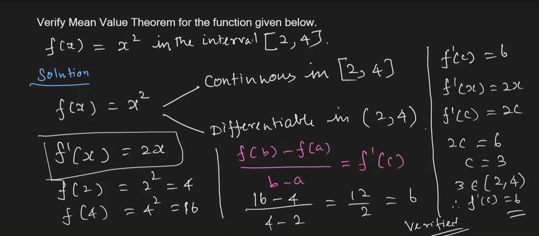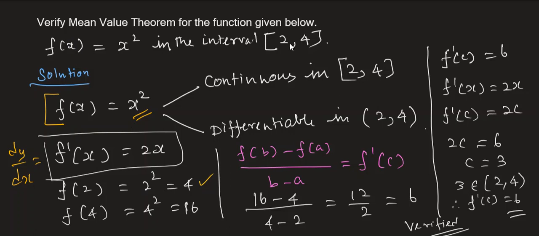What is the given function here? The given function is f of x is equal to x squared. f dash x, the differentiation of x squared, which is nothing but dy by dx, gives 2x. Now let us proceed. What is f of 2? Let us substitute here. So 2 squared is equal to 4.